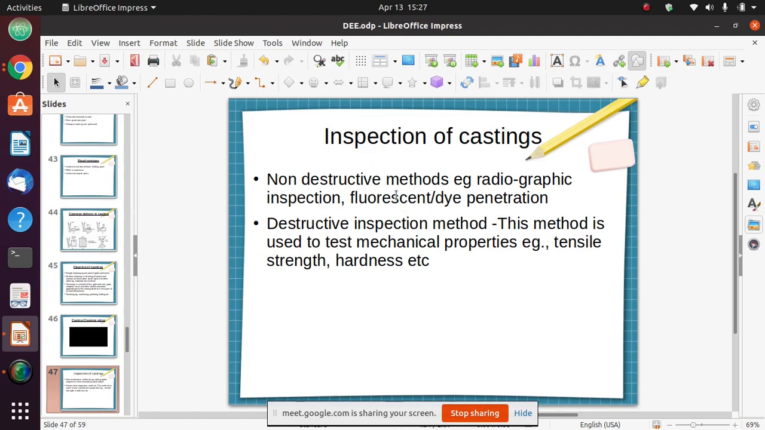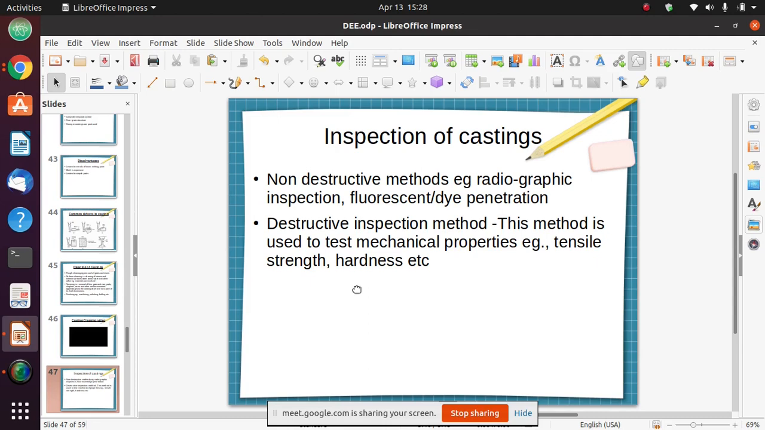I can also use dye penetration. What do I mean? I can take a colored liquid and apply it on the surface of the casting. Places that have cracks, places ambazo zina grooves, will retain that dye once I clean it off. Unaweza chukua dye unaiekelea kwa the workpiece, and then I wipe it off. The places that have cracks hazitafutika. The dye will remain at those points. So those are types of non-destructive methods.